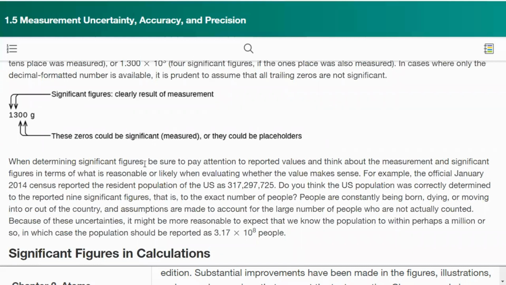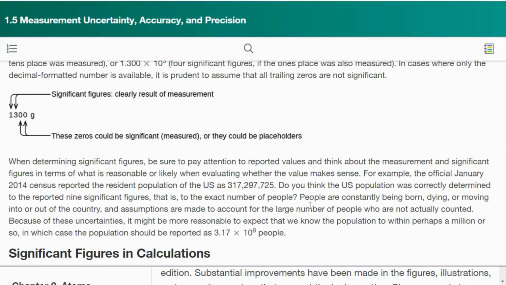When determining significant figures, be sure to pay attention to the reported values and think about the measurement in significant figures in terms of what is reasonable or likely when evaluating whether the value makes sense. For example, the official January 2014 census reported the resident population of the U.S. as 317,297,725. Do you think the U.S. population was correctly determined to the reported 9 significant figures? That is, to the exact number of people.